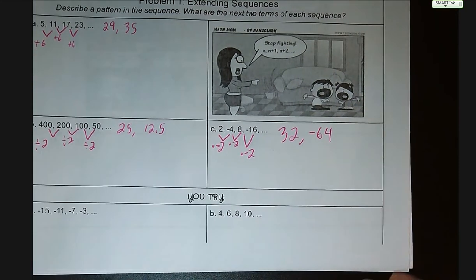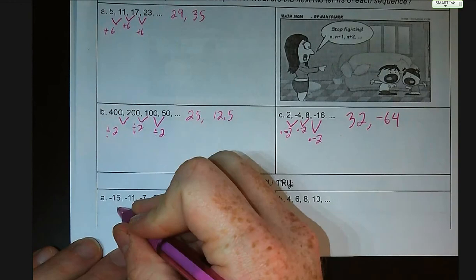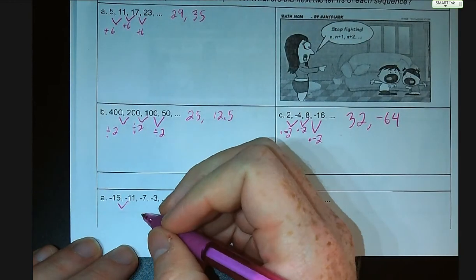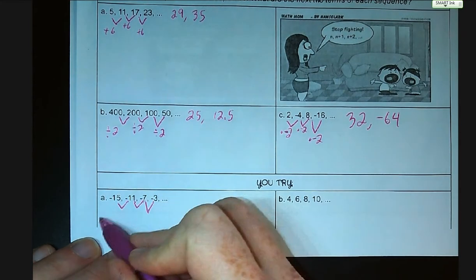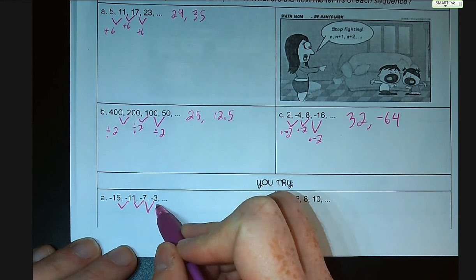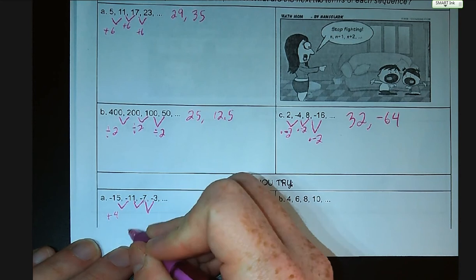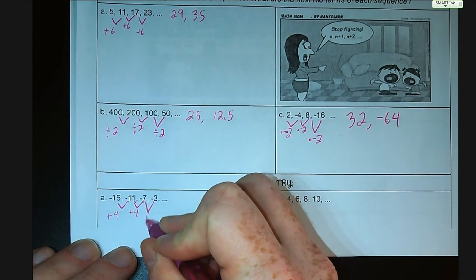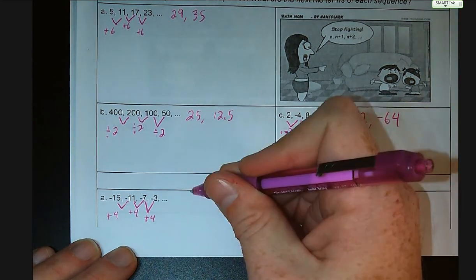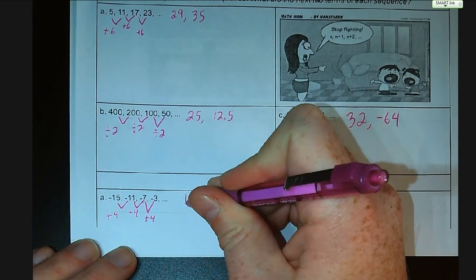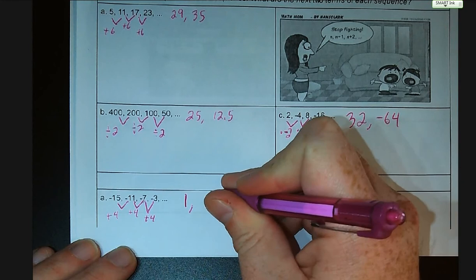Alright, now I'm going to give you guys a second to try A and B in the next section. For the first one, we have negative 15, negative 11, negative 7, and negative 3. To go from negative 15 to negative 11, we're adding 4. Same thing with negative 11 to negative 7, and so on to negative 3. So we do negative 3 plus 4, which gives us a positive 1, and then adding another 4 onto that would be positive 5.